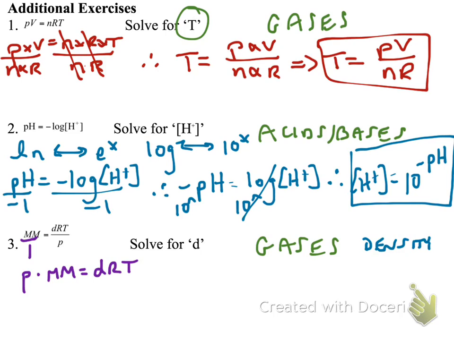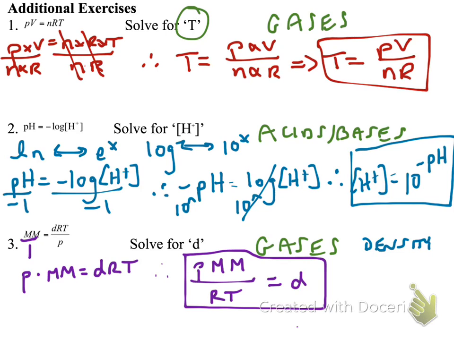And so now, if I want to solve for D, it looks very similar to this one up here, where I want to just divide over everything but the D. So therefore, Pmm over RT equals D. Okay, so this is an equation you will see in the course, and we've just completed the 3 additional exercises, and now let's go to exercises 4 and 5.